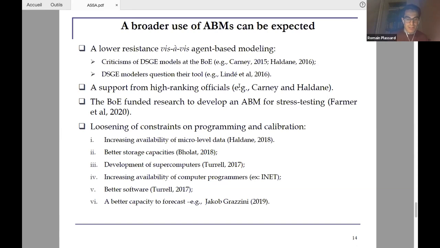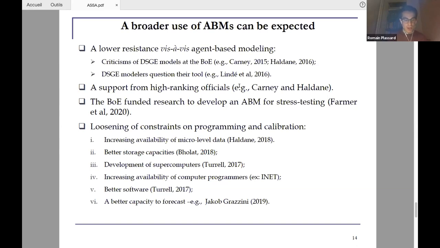High-ranking officials have the capacity to orient resources toward one research agenda or another. And this is exactly what happened with agent-based models. Under Carney's leadership, for instance, they decided at the end to give money to a project to develop an agent-based model adapted to stress tests.